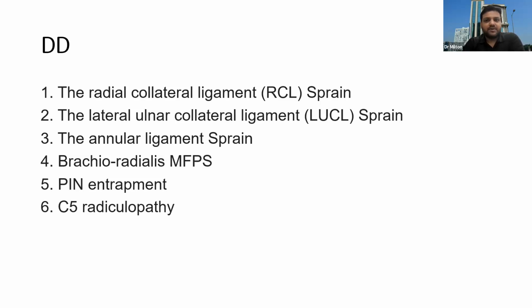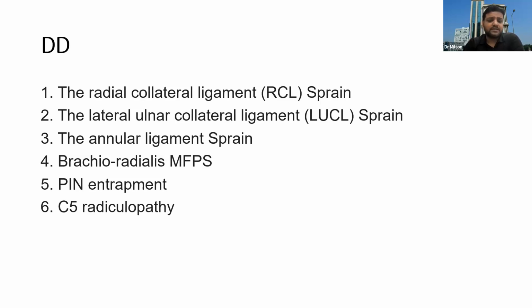The brachioradialis muscle is a very bulky muscle here, so many times it is myofascial pain in this area. There is another important diagnosis, posterior interosseous nerve entrapment, because here the radial nerve bifurcates, and there is a chance of posterior interosseous nerve entrapment in this area. And another is C5 radiculopathy. So these are the differential diagnoses. So we need to exclude these things by some special tests, as well as some investigations.